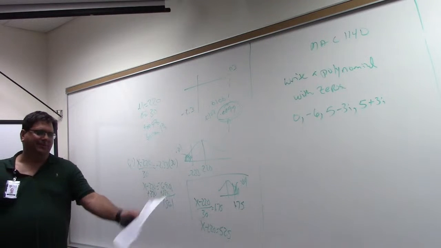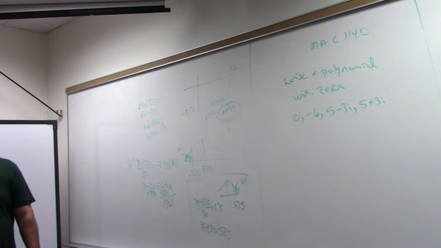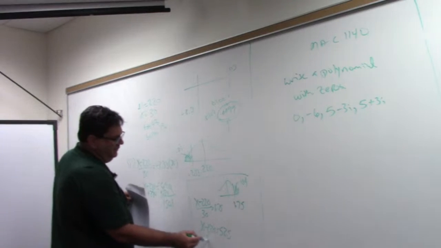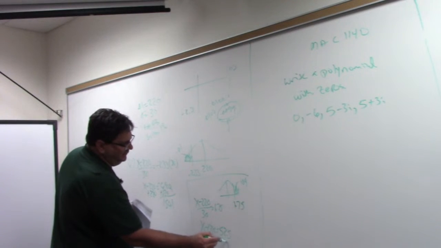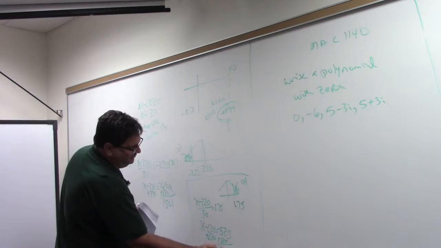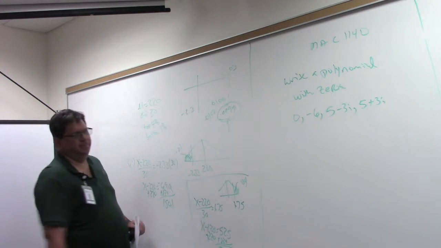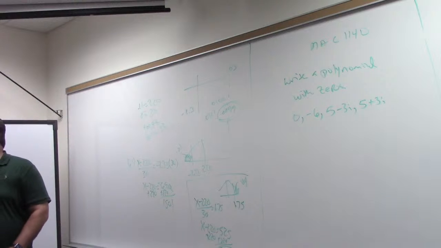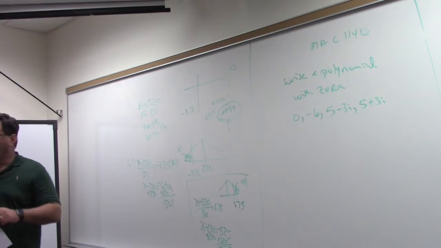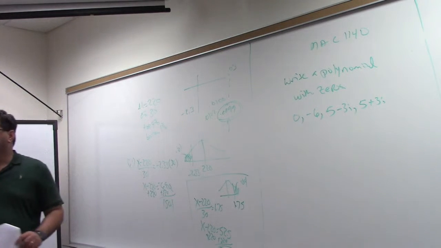Alright, I think 30 times 1.75 is 52.5. We're going to add 220. 272.5. That's your answer. Alright, and we're going to leave y'all with that.